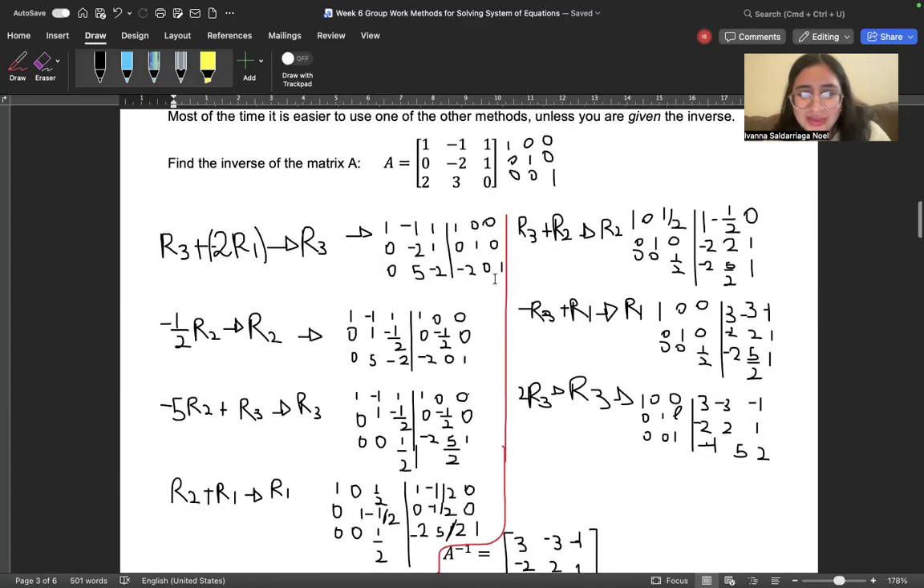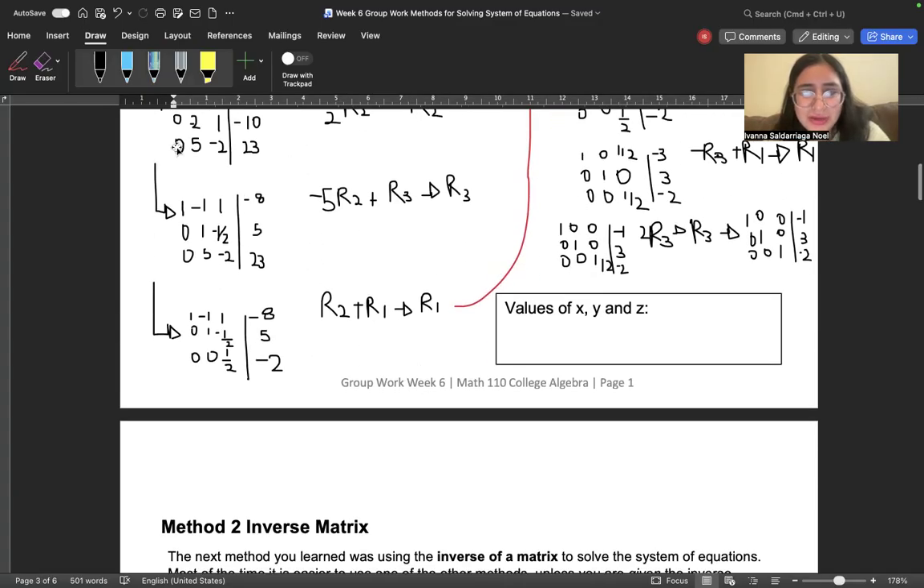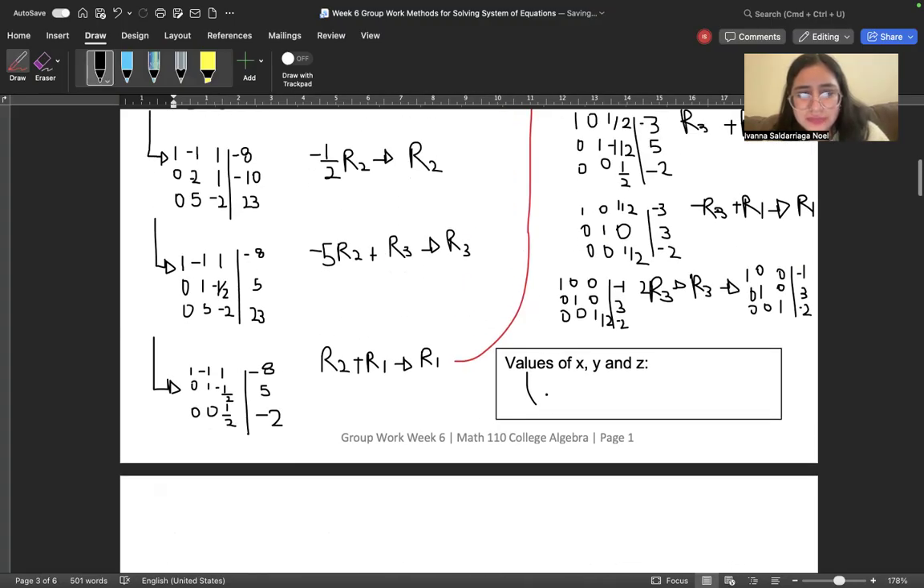But yeah, values of x and y. Oh, I forgot to put it here. So x and y is, I remember that y was -4, x was -1, and z just was 3. Yes. Oh, never mind, never mind.